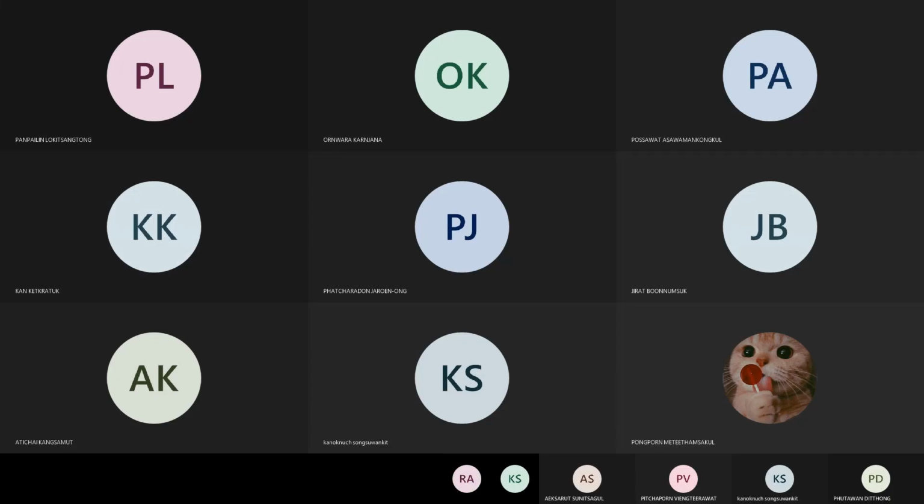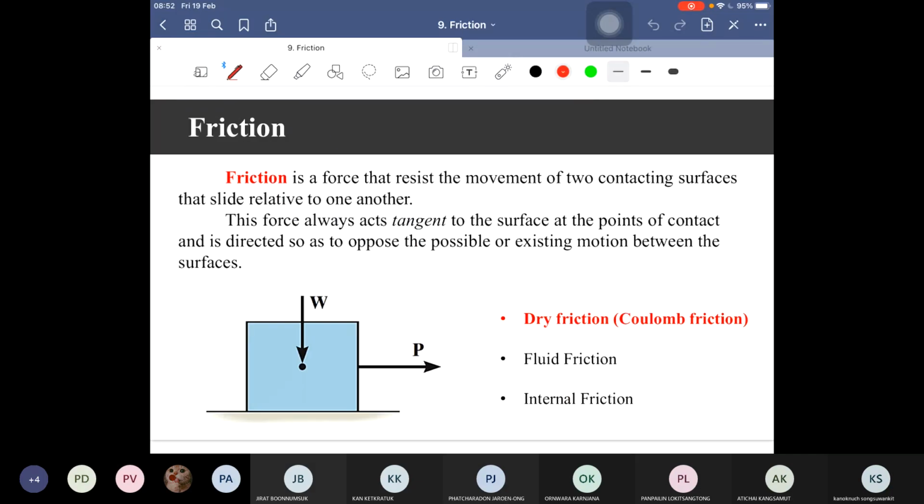The force of friction always acts tangent to the surface, and also in the direction that resists the impending movement, right? For example, if we exert the force P in this direction, then the friction force must resist the movement. This box tends to move to the right-hand side. Therefore, the friction will point to the left, tangent to the surface or to the floor. Okay, so we have friction.